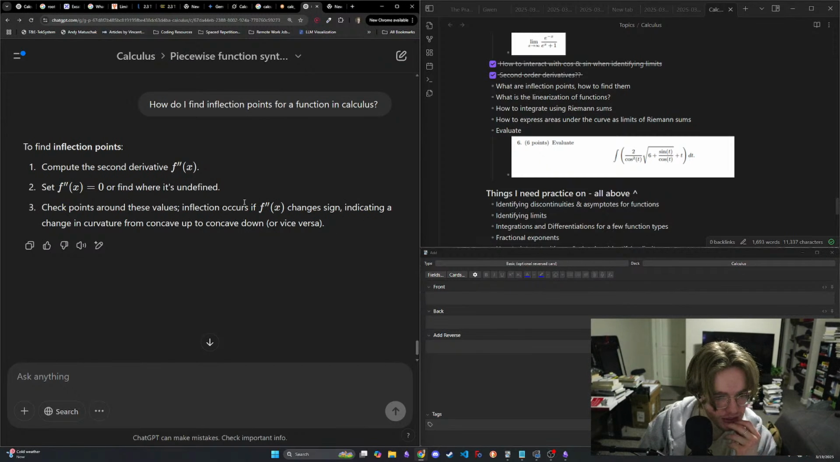Okay, yeah. Inflection occurs if this changes signs, indicating changes of curvature from concave up to concave down, or convex.